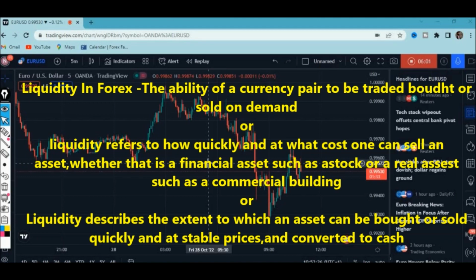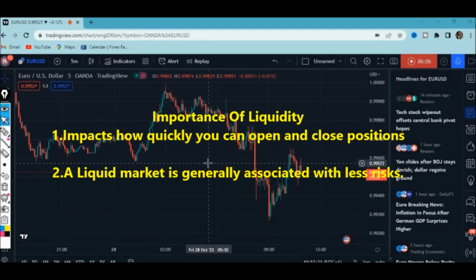So I will tell you the importance of liquidity. Why is liquidity important in forex trading? Market liquidity is important for a number of reasons, but primarily because it impacts how quickly you can open and close positions. A liquid market is generally associated with less risk, as there is usually always someone willing to take the other side of a given position.